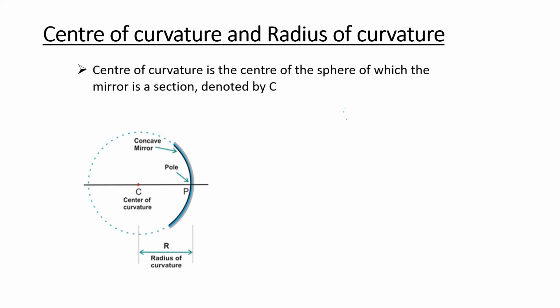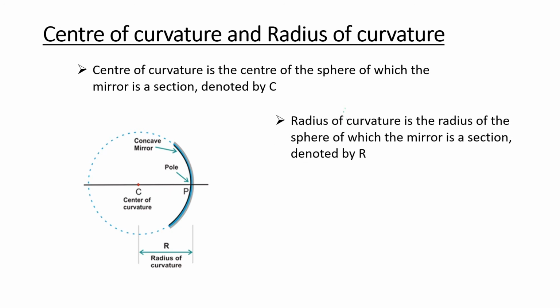Center of curvature is the center of the sphere of which the mirror is a section. This is the center of curvature. Radius of curvature is the radius of the sphere of which the mirror is a section. This distance is the radius of curvature, denoted by the letter R.